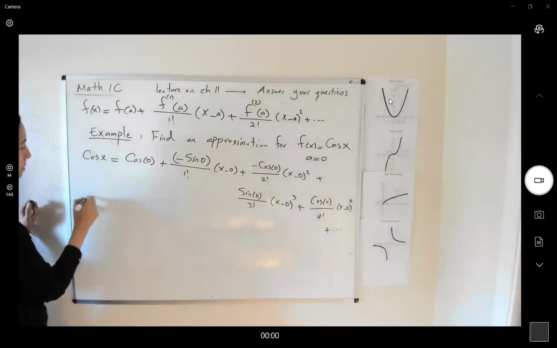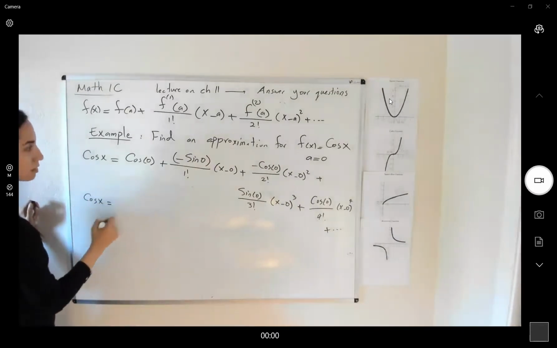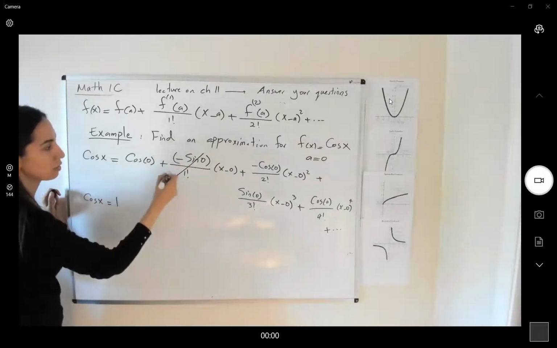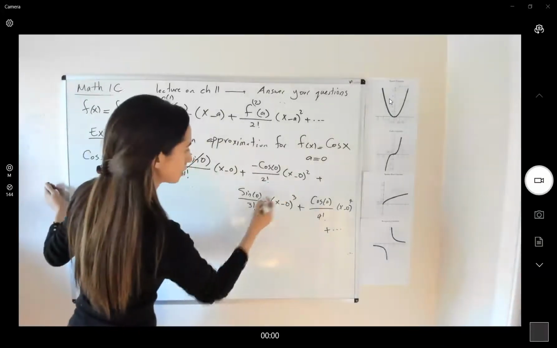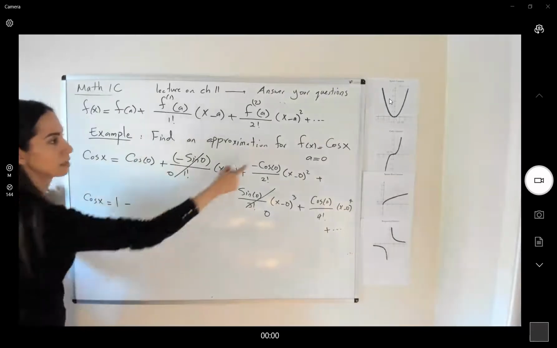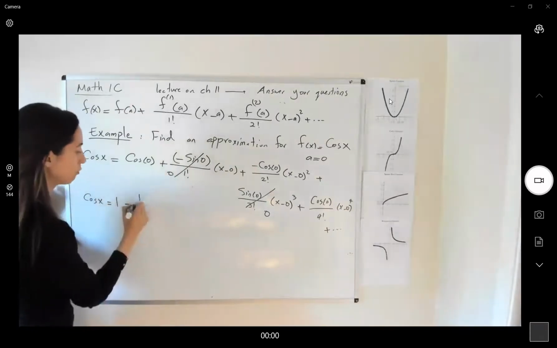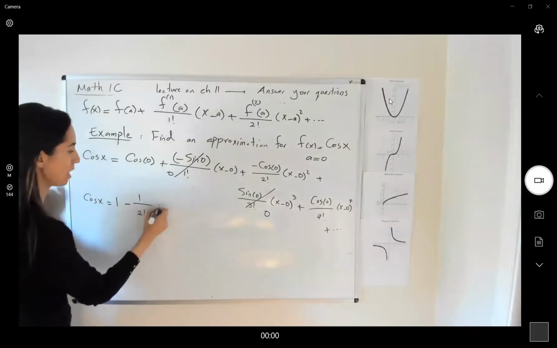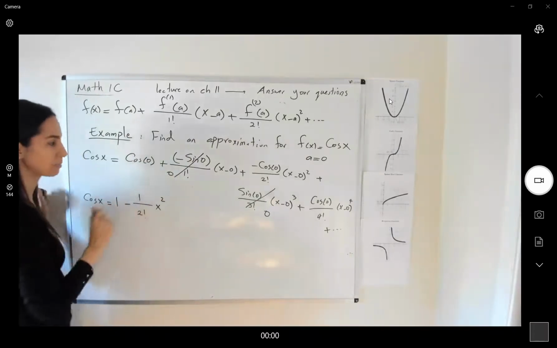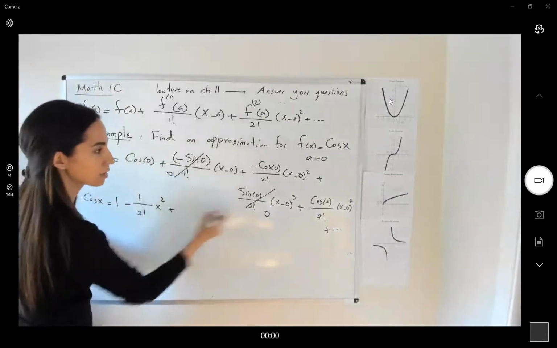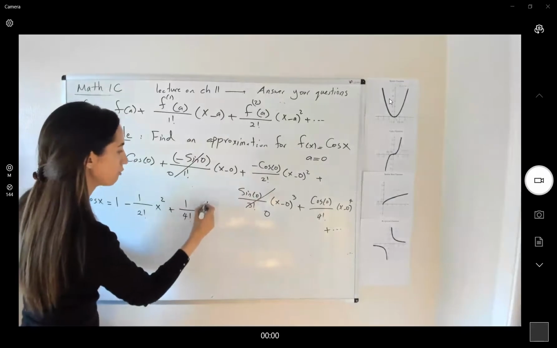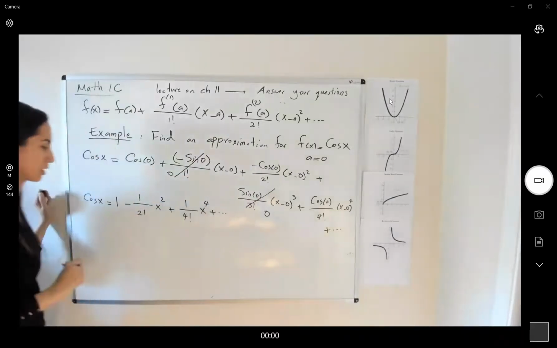So the cosine function, cosine of x, is equal to cosine of 0, which is 1, this is 0, of course this is 0, you get minus cosine of 0, which is 1, over 2 factorial, x to the second. As you can see, you get even exponents, plus cosine of 0, 1 over 4 factorial, x to the 4th, plus the rest of the terms.